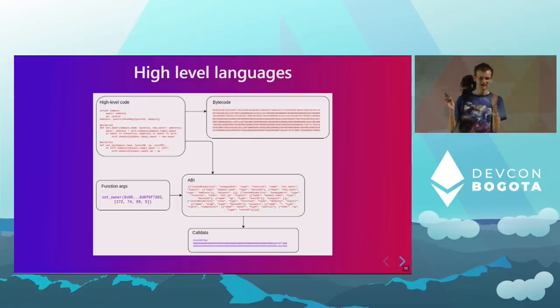You wouldn't put the "I really like him" part into the contract. You would just send him a love note off-chain or something. But you know, convert that into a kind of byte request that the EVM understands.